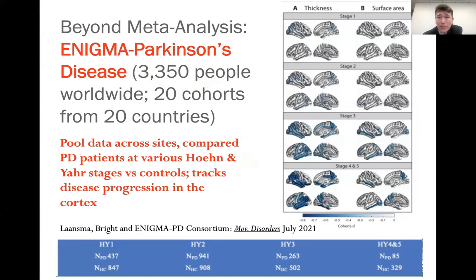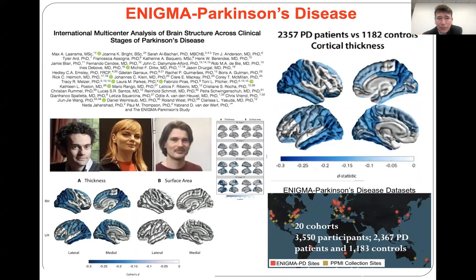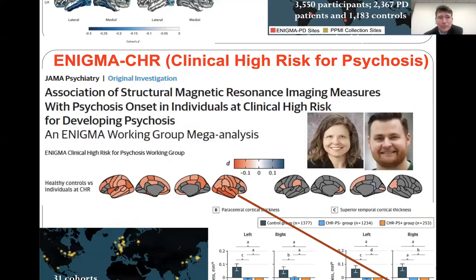Some disorders are progressive. The Parkinson's group split their data into Hoehn and Yahr stages. There are different disease stages in Parkinson's disease. And one of the things that they were able to do is identify characteristic patterns by meta-analyzing data from patients at different stages of clinical disease severity.